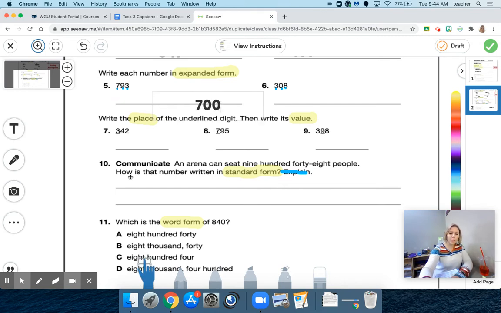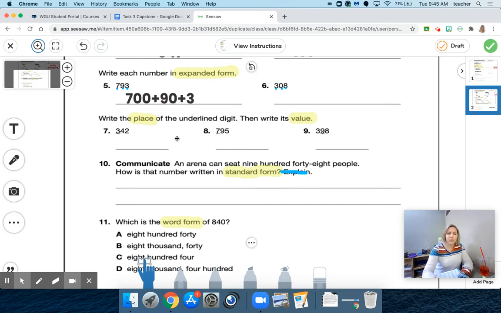Plus, and if you need a plus, you press shift and the plus button, which also has the equal sign on it. Now I look at my 9. My 9 is worth 90 because it is in the tens place. That's 9 tens, which is 90. Plus, my 3 is in the ones place. 3 ones is just worth 3. So in expanded form, 793 is the same as 700 plus 90 plus 3.